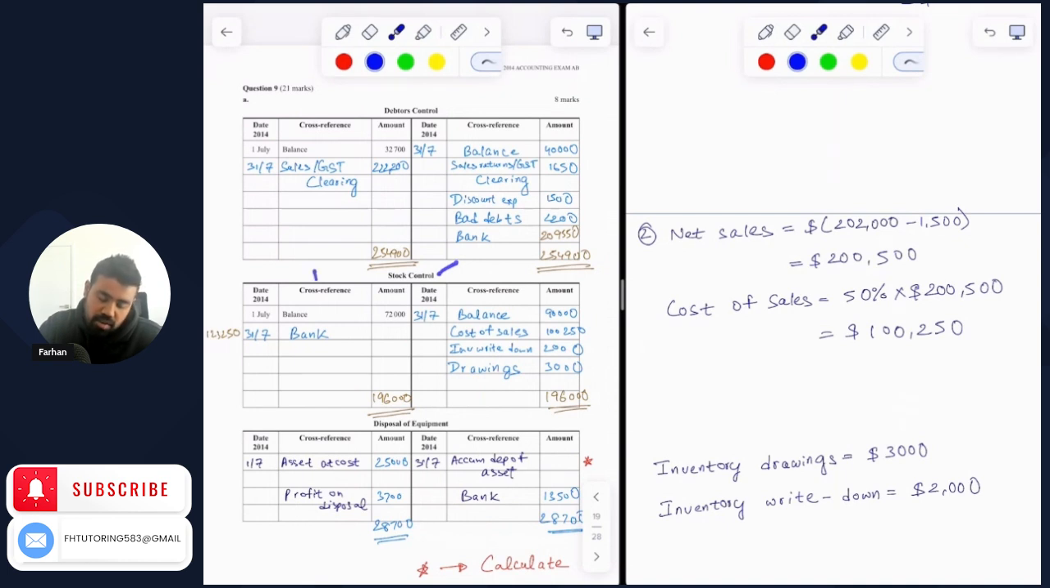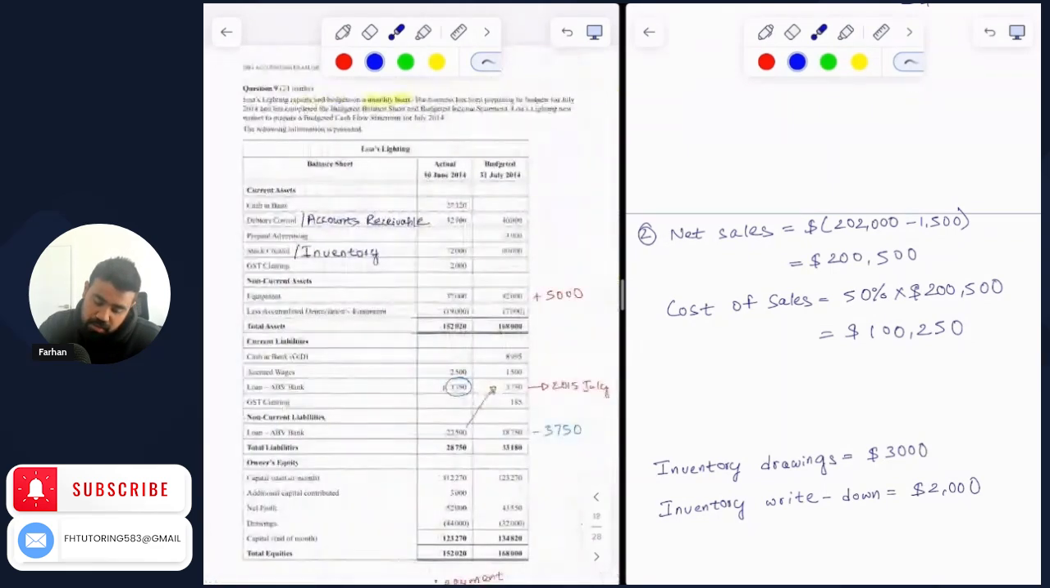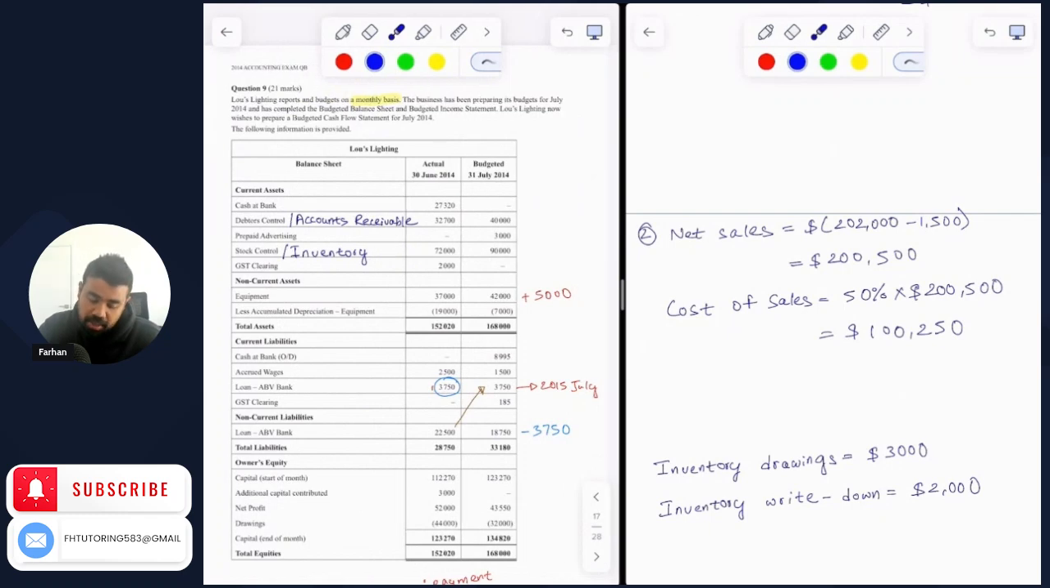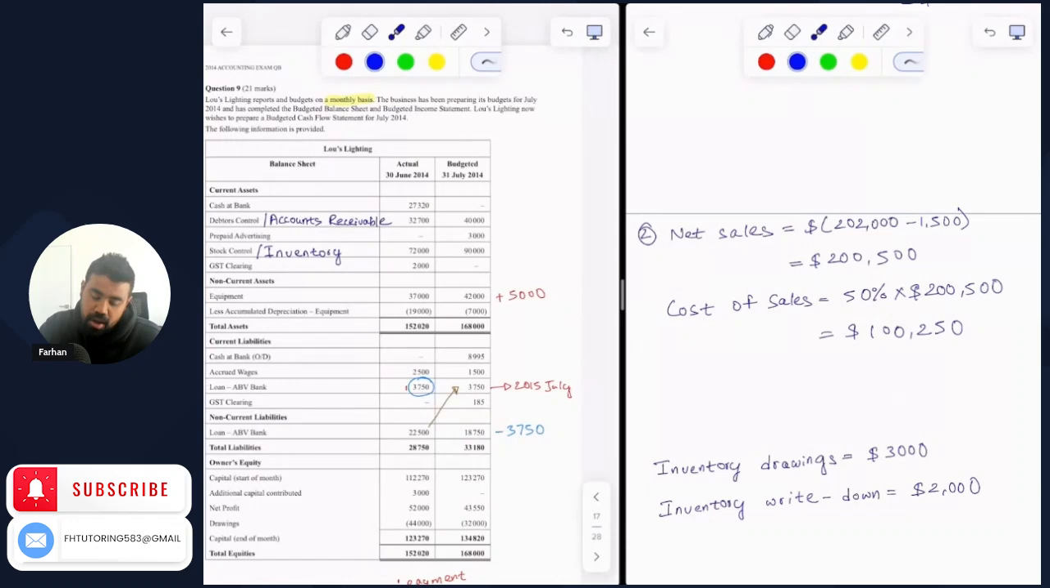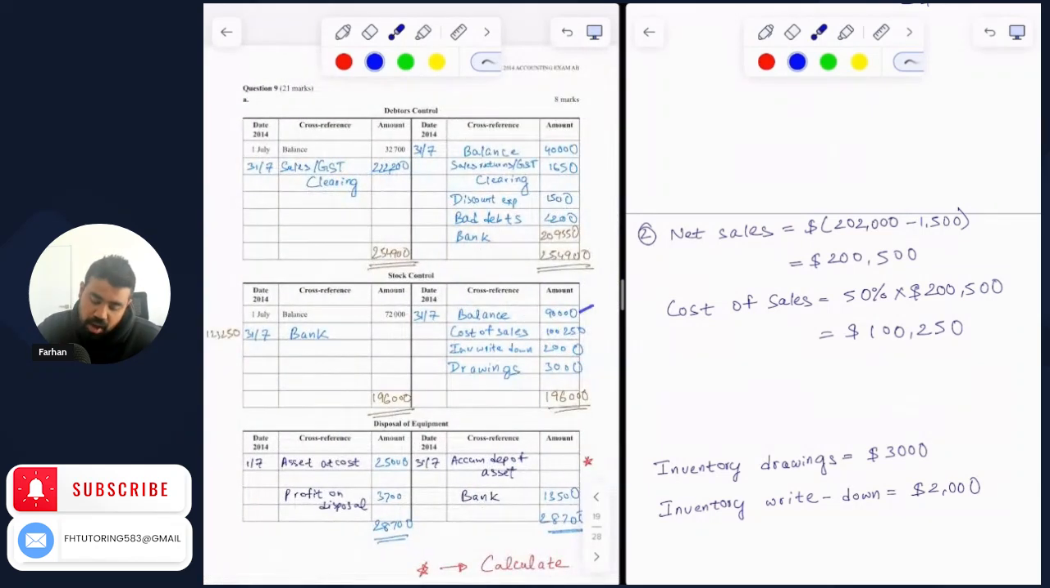So this is the debit side. On the 1st of July 2014, we are showing the opening balance of $72,000, which must be the closing balance from 30 June 2014, right? So if you want to double check, you will see that is the case. So $72,000 was the closing balance at 30 June 2014. And then the closing balance is $9,000, which is what we are including here on the credit side.